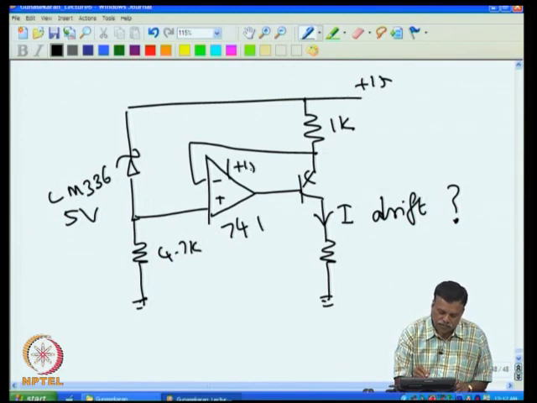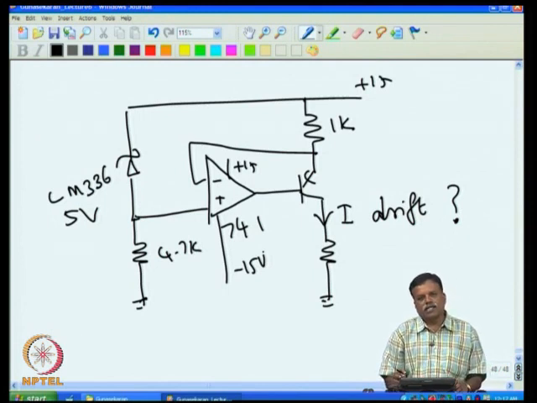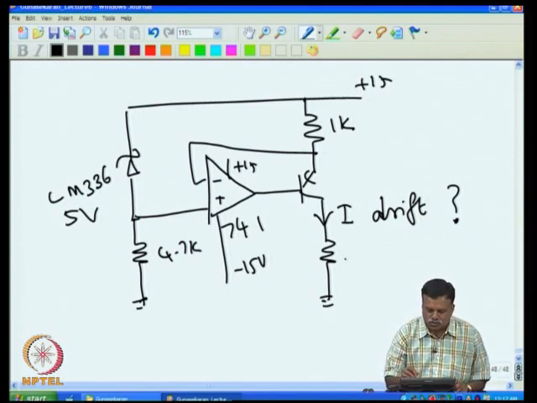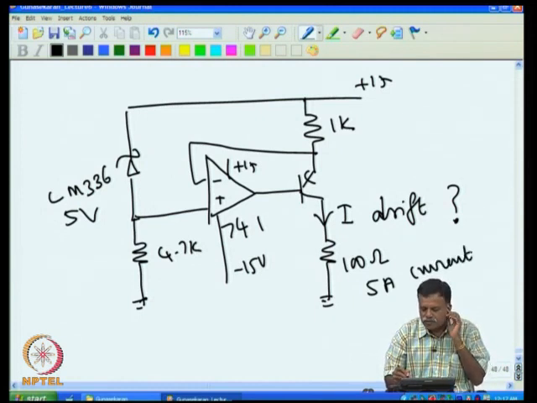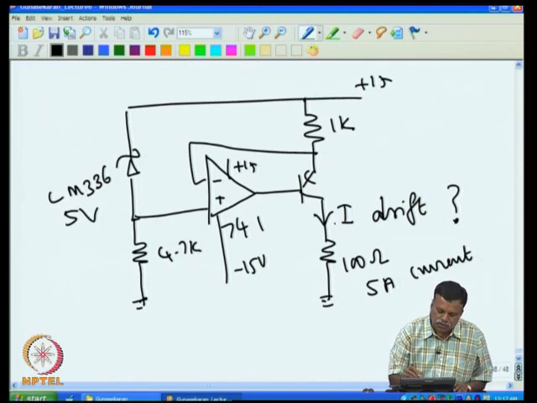General purpose op amp, which comes to our mind immediately. So, let us assume I use 741. Then let us see, if I had used a 100 ohm platinum resistance thermometer with 5 milliampere current, what is the drift that you can expect in this current, and then because of that what is the expected temperature error, we try to find out in this case.